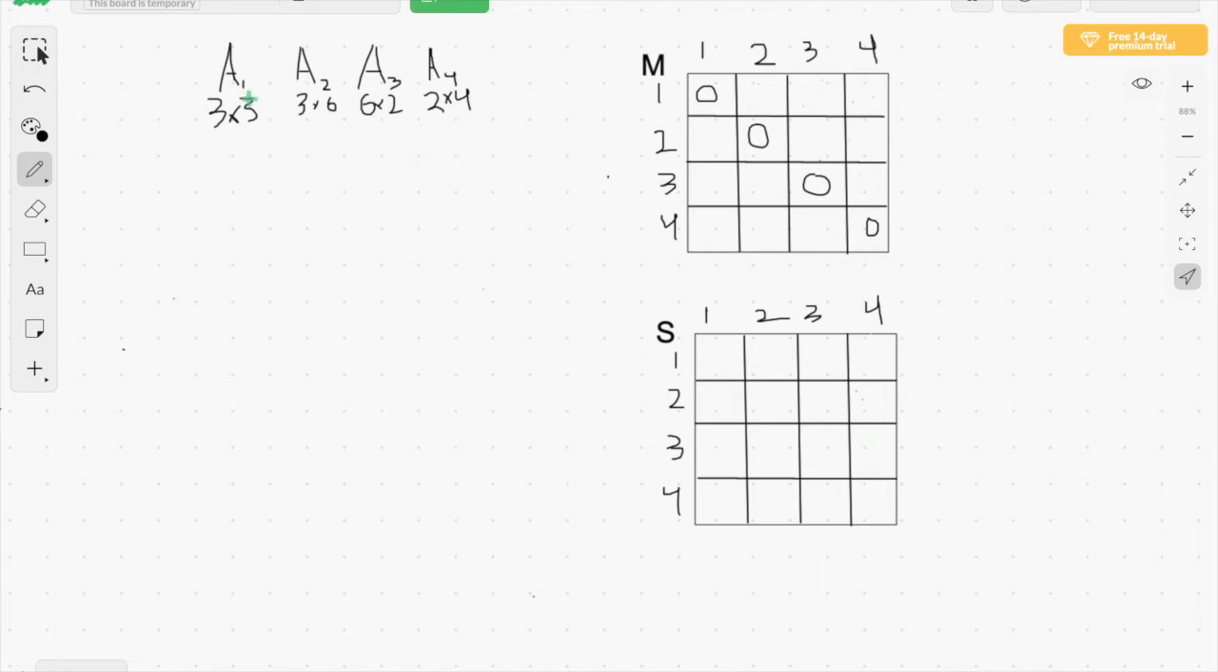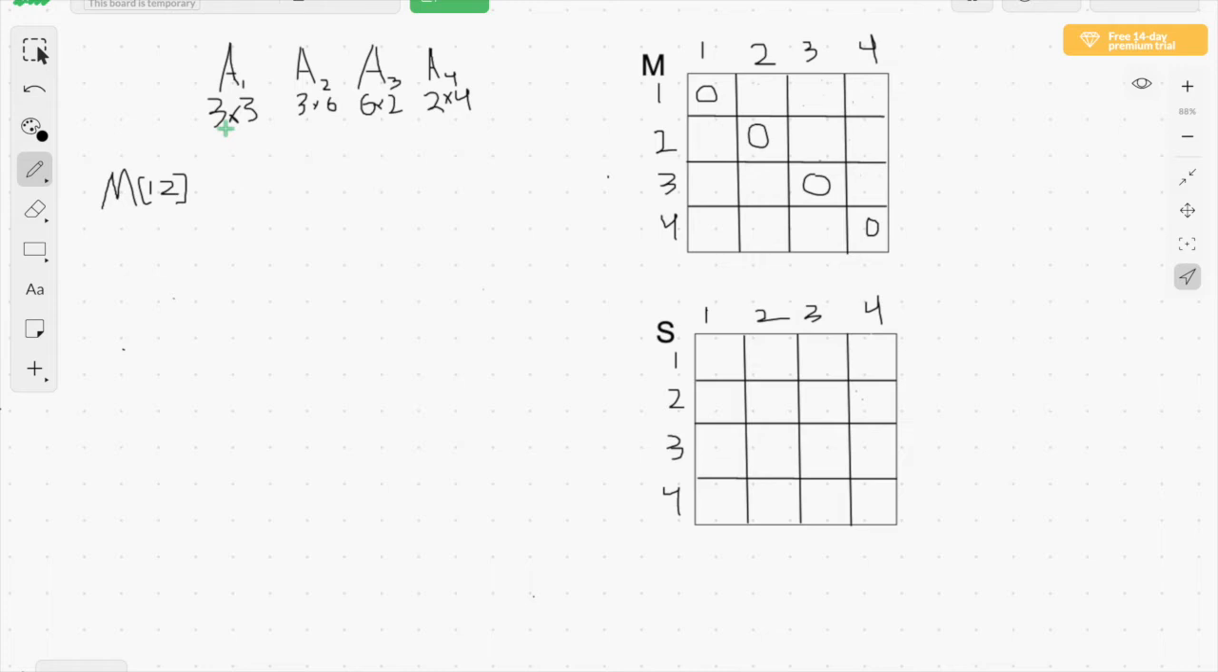So let's start with A1 times A2. That'll be M12 in this matrix. So let's do M12. For the cost of multiplying A1 times A2, there's only one option. We can't partition this in any different way.